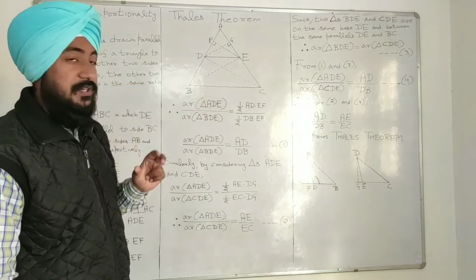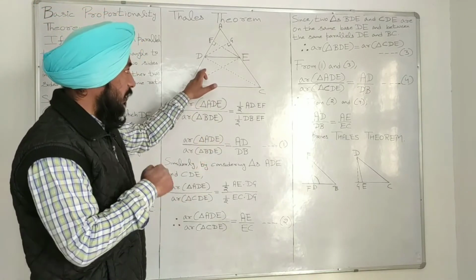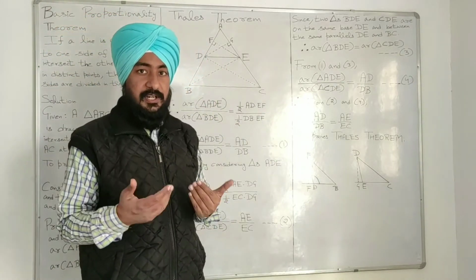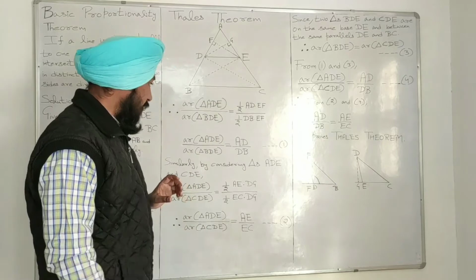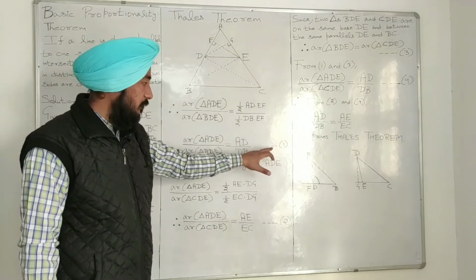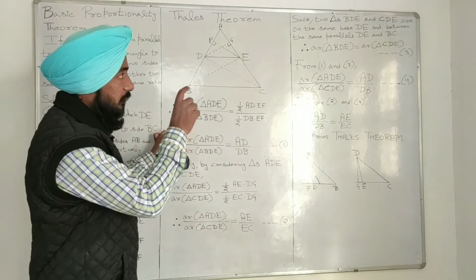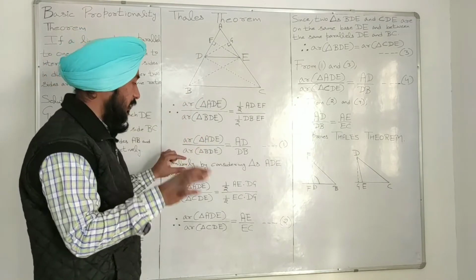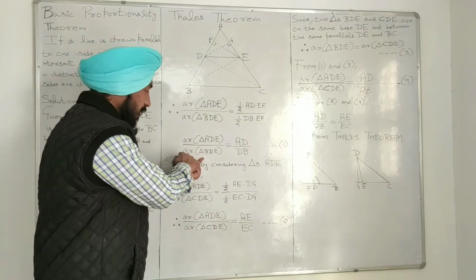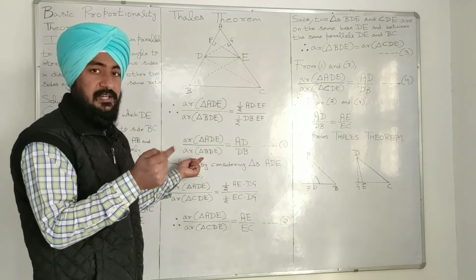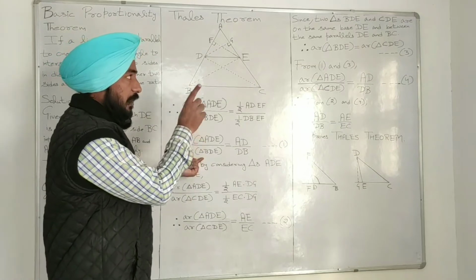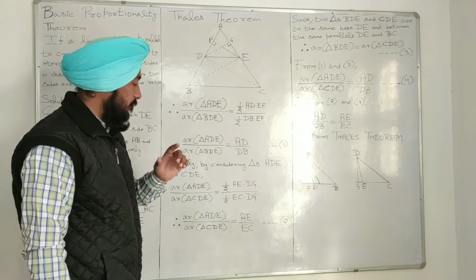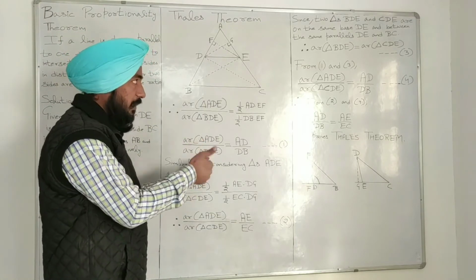So using that property of triangles, we can say that area of triangle DBE is equal to area of triangle CDE. Name this as equation number 3. So from 1 and 3, students, please see here in the equation number 1. From the equation number 3, you can see the area of triangle BDE is equal to area of triangle CDE. So I can replace this area of triangle BDE with the area of triangle CDE, using the 3rd.